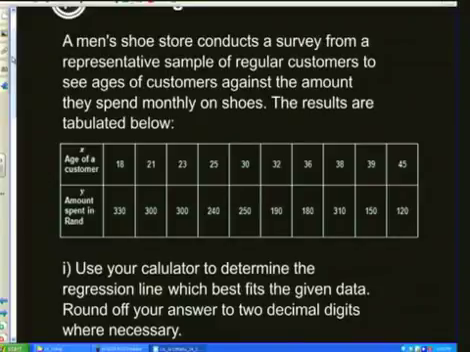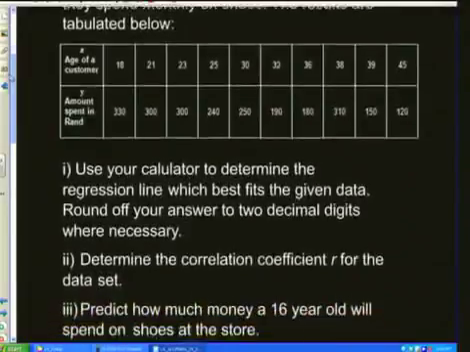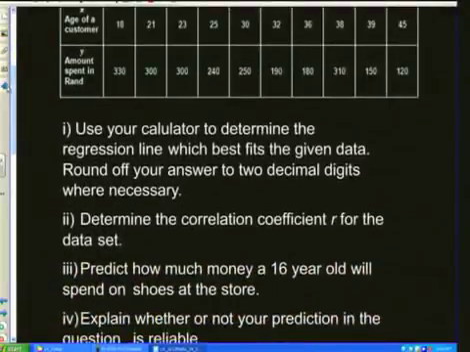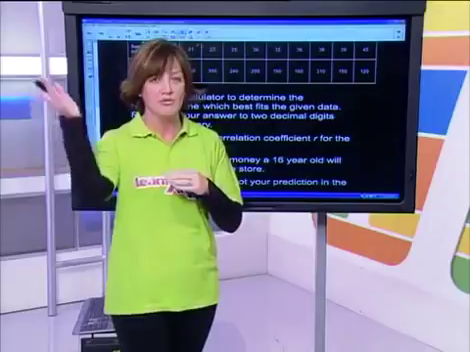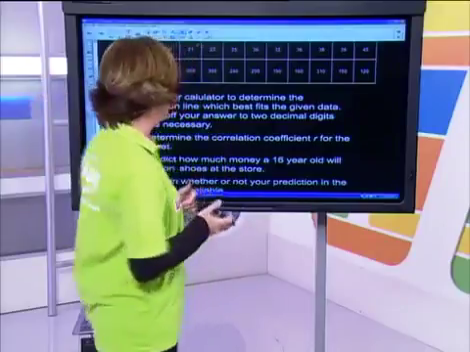Okay, so we've got this table. Very quickly, age of customer: if I've got 18 years old, they're spending about 330 Rand on shoes, 21 years old, 300 Rand on shoes, and so on. The first thing you're going to do is use your calculator to determine the regression line which best fits the given data. Take notes of that, guys, because I'm going to teach you how to do that shortly: how to find that equation that represents the line of best fit.